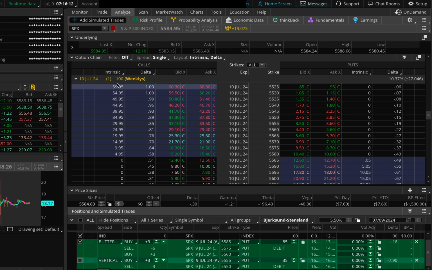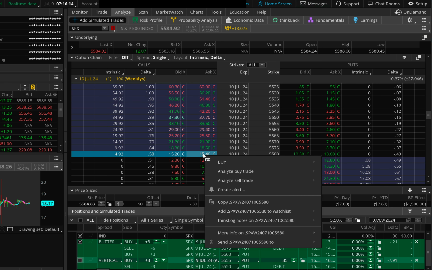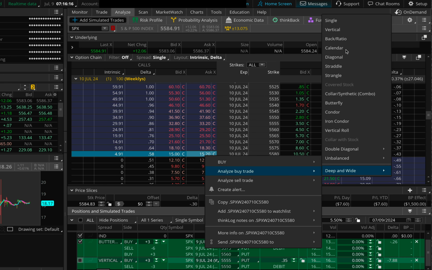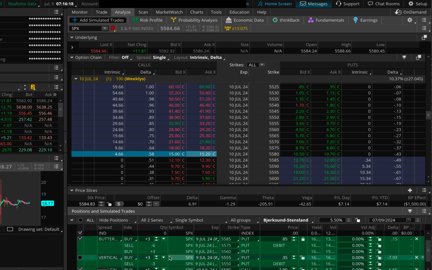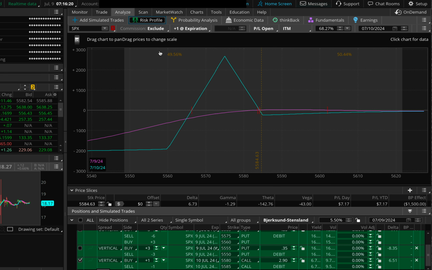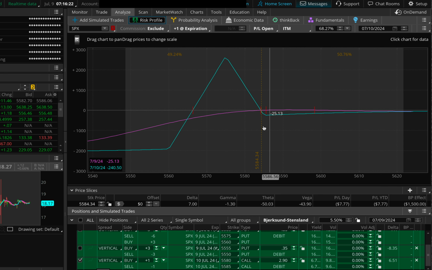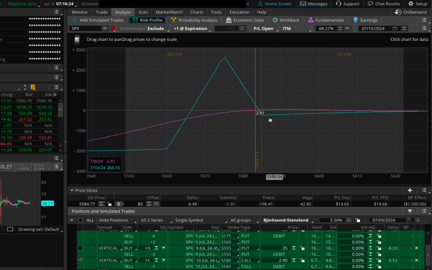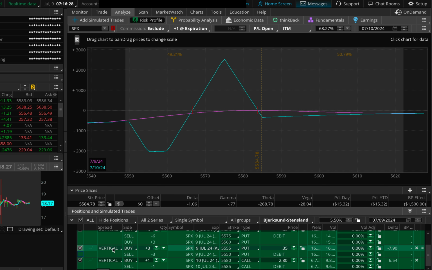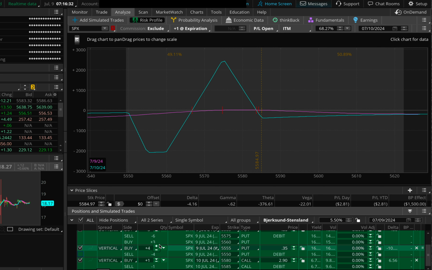I go 1 day out, so the next day options, and I say analyze by trade. I do an at the money vertical, and it just kind of tilts the whole thing, which is nice. It gives us this nice long ramp to work with. So combined, we get something sort of like that.